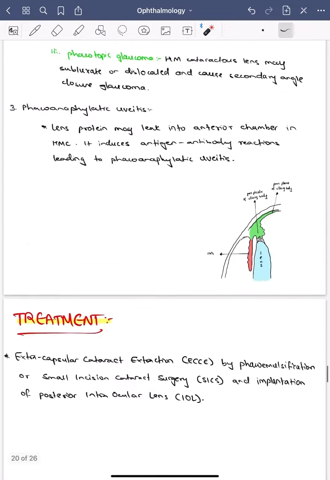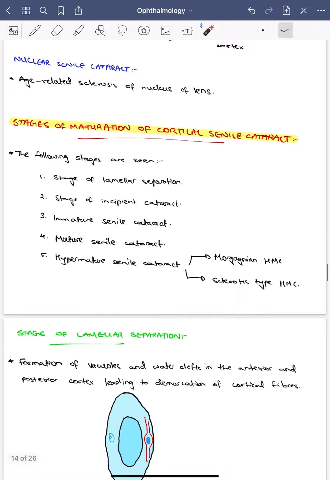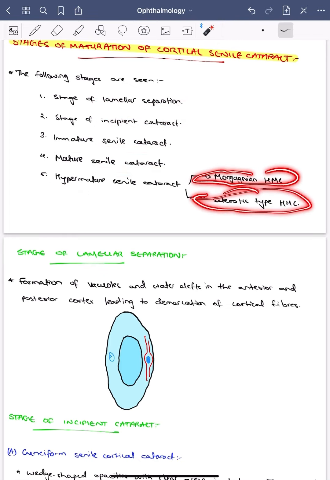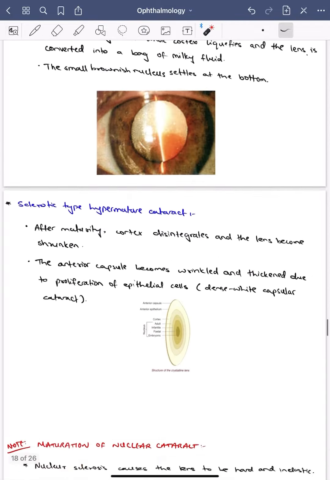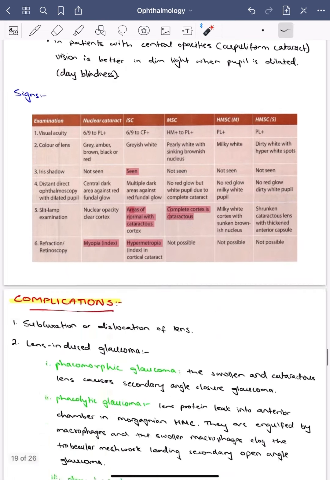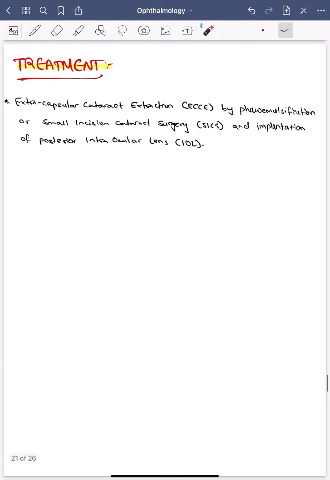After discussing the pathology, we discussed the stages of maturation of cortical senile cataract: lamellar separation, incipient cataract, immature senile cataract, and mature senile cataract. And finally, hypermature cataract, which is again divided into Morgagnian type and sclerotic type. Then we discussed the clinical features, the symptoms and the signs. Remember the four points to be noted in signs: the visual acuity, the color of lens, the iris shadow, and whether the fundus is visible or not. Then we discussed the three complications and the treatment. So this is about cataract.